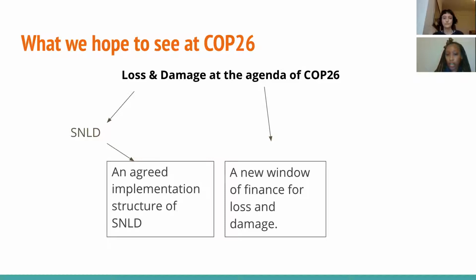The CTCN has a focal point in every developing country through which requests for assistance are made, and the CTCN then responds. So this framework has been working well and can be duplicated for the Santiago network. That could be one of the solutions. And we also hope to see a new window of finance specific to loss and damage.